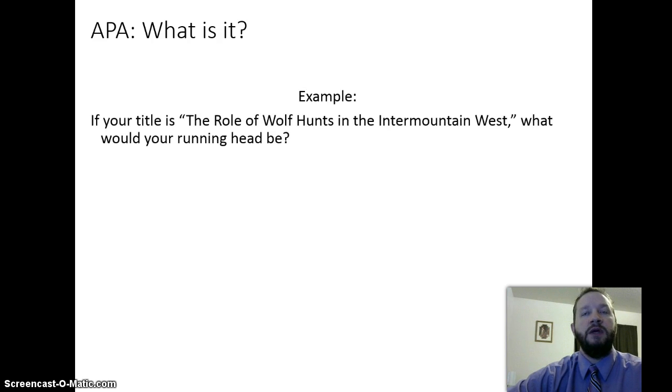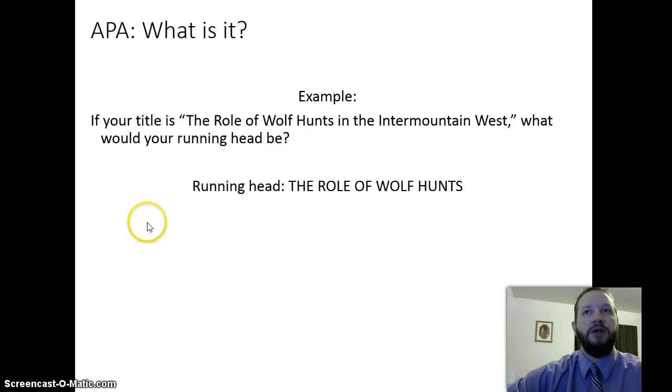So here's an example. If your title is The Role of Wolf Hunts in the Intermountain West, what would your running head be? Well, it'd be The Role of Wolf Hunts. Since we read left to right, you want to start from the left and go until you've reached 50 characters. That's the shortened part.